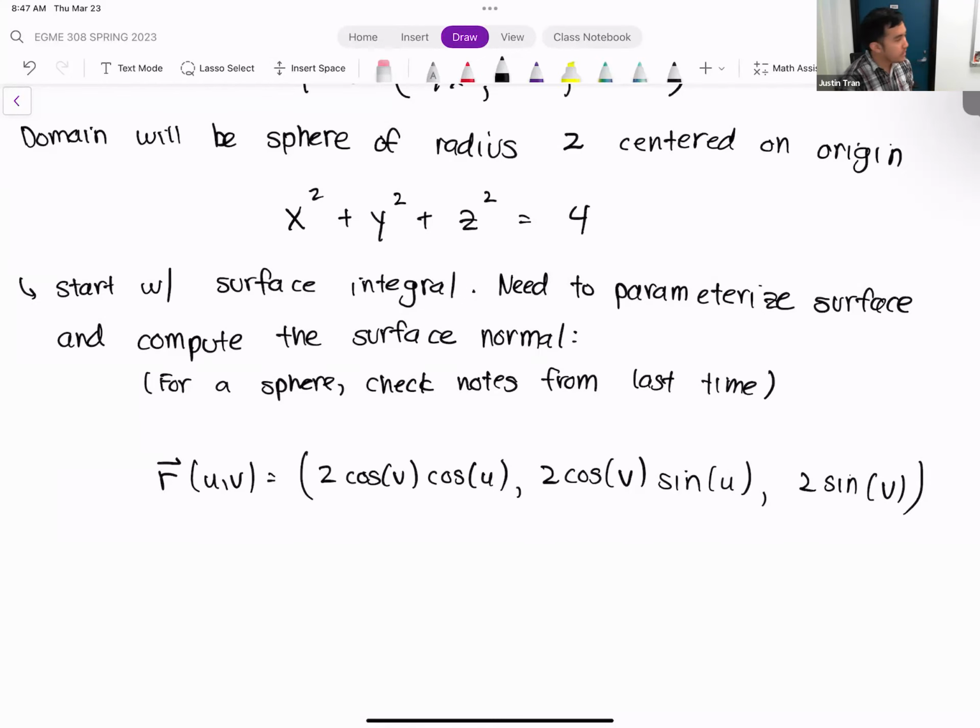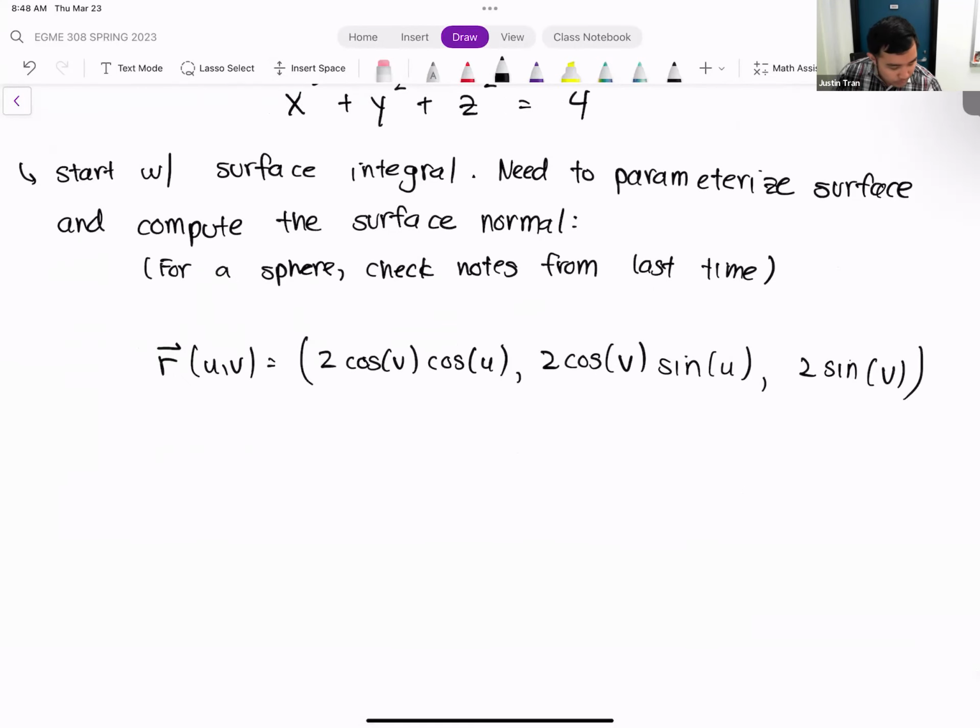Because the next thing we're going to do is compute the surface normal, right? In order to do that, we need to take the derivatives of this. So we're going to need partial r partial u, and partial r partial v. Remember what these derivatives represent. These derivatives represent vectors that are tangent or parallel to the surface.